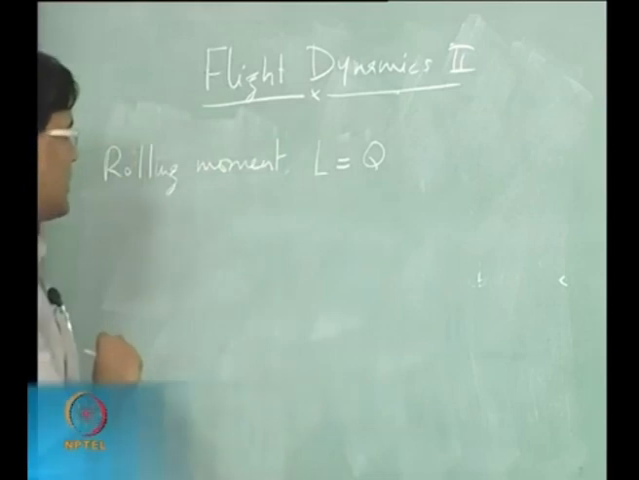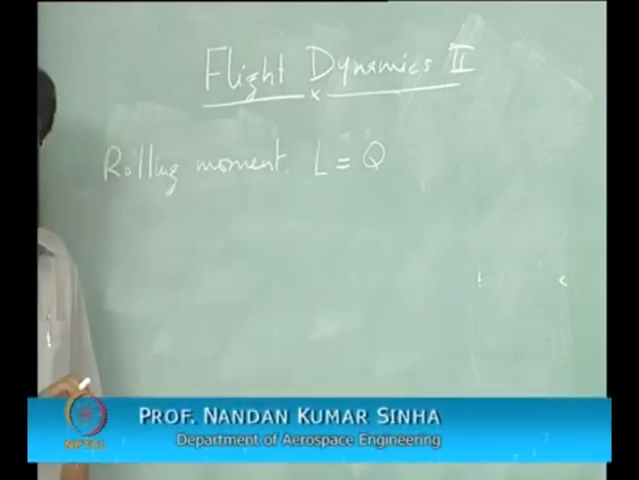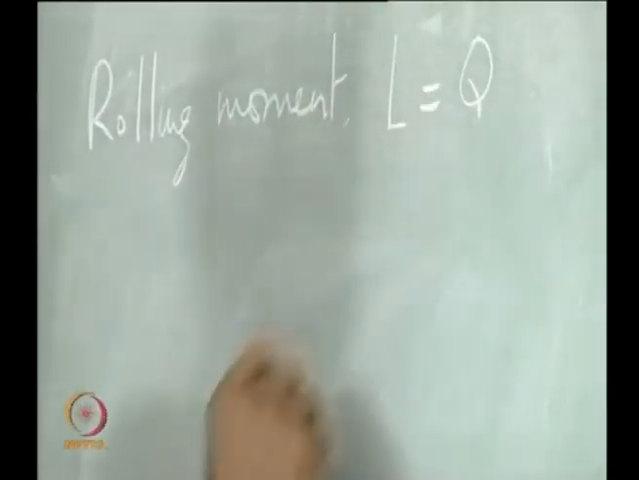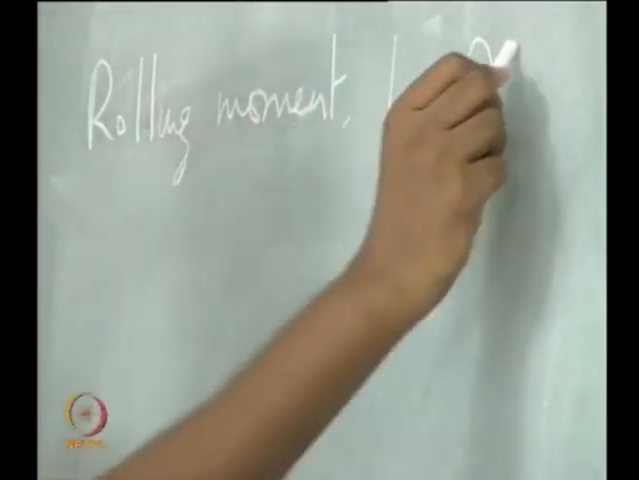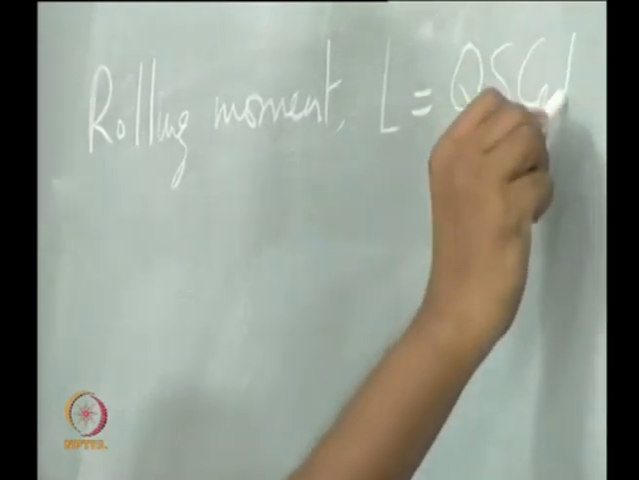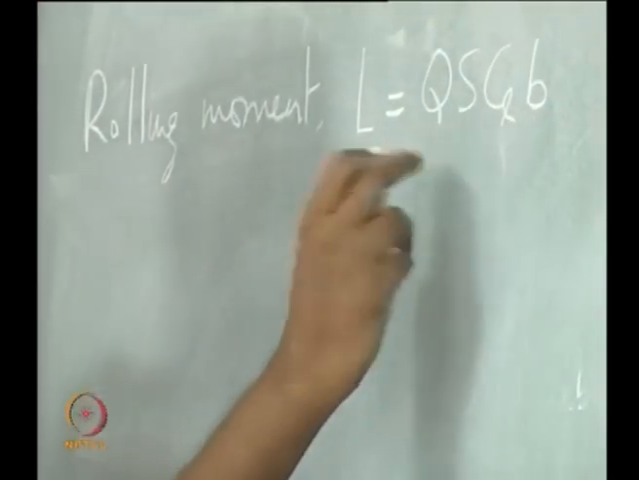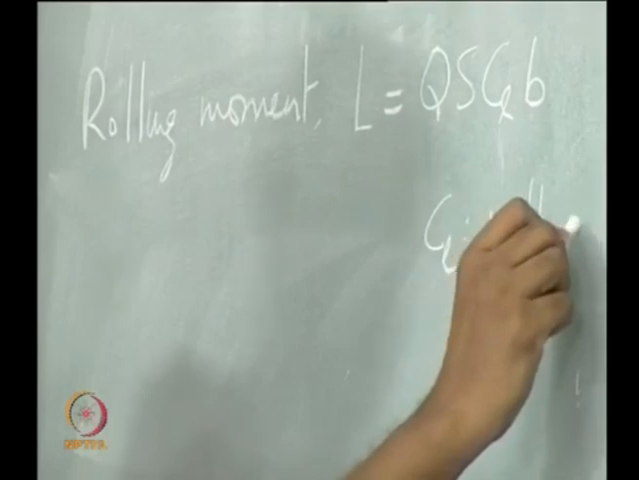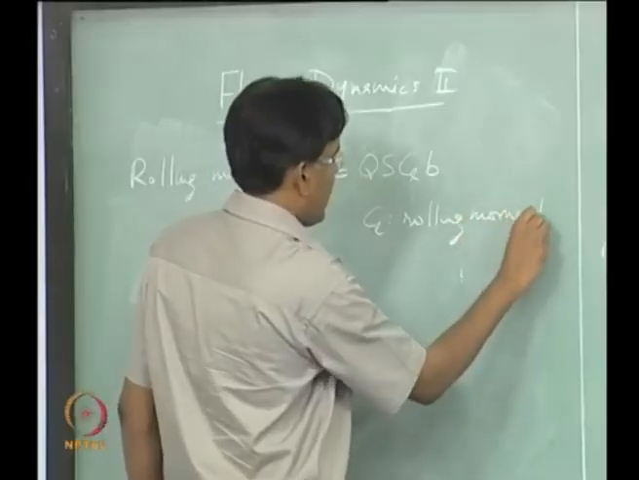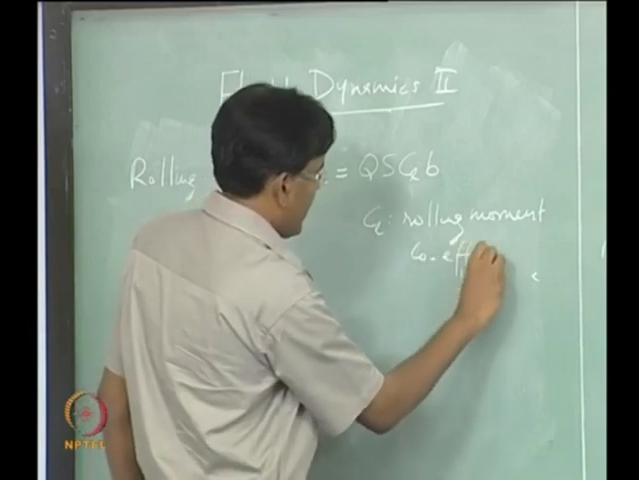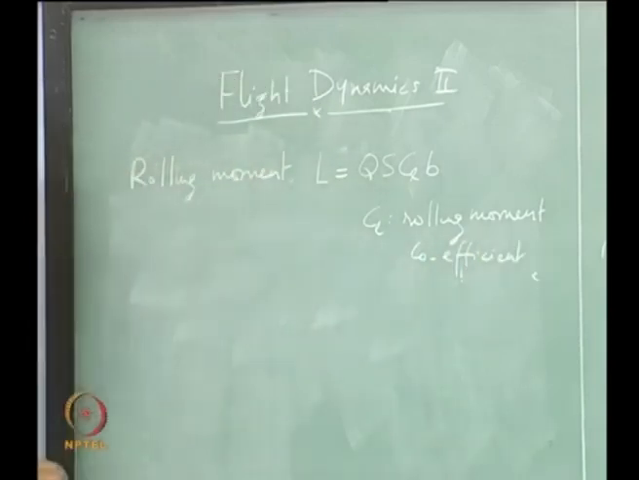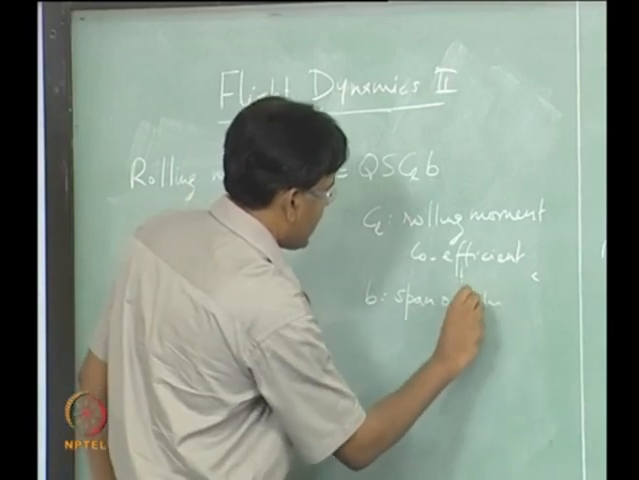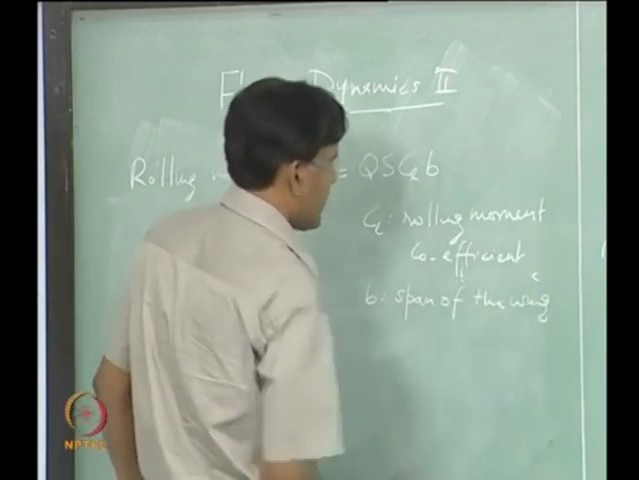So L is the rolling moment, the sum of all the moments acting about the x axis of the aircraft is the rolling moment. Everything else you know, CL is the rolling moment coefficient, and B is the span of the wing.